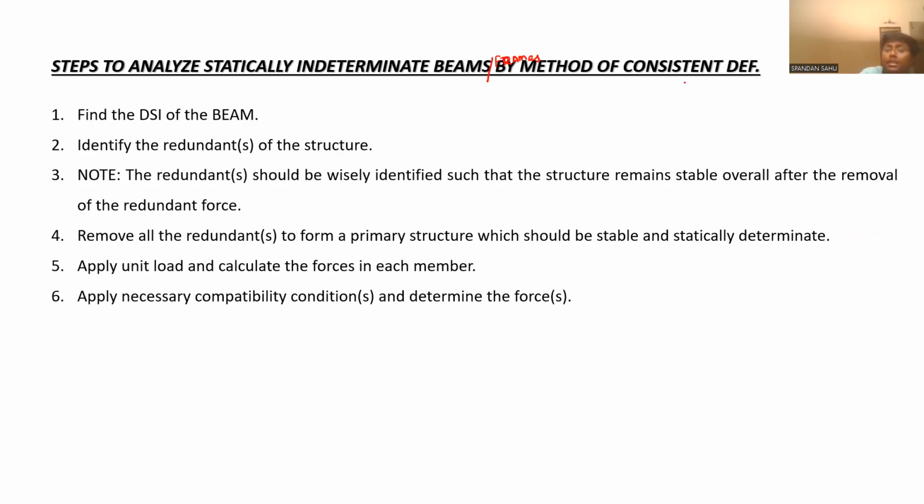By method of consistent deformation, step 1 is you have to find the DSI of the beam or frame. Once this step is done, identify the redundant of the structure. Means if the DSI is 1, then there will be 1 redundant. If DSI will be 2, then there will be 2 redundant. Means the number of redundants will be equal to the DSI of your structure.